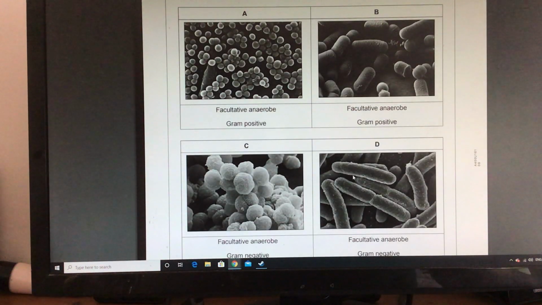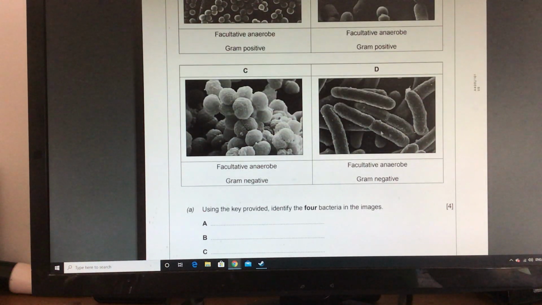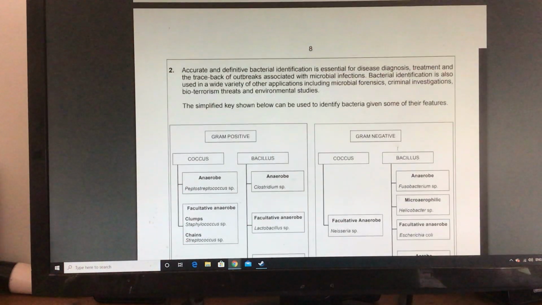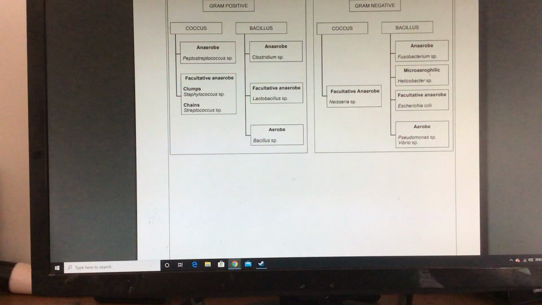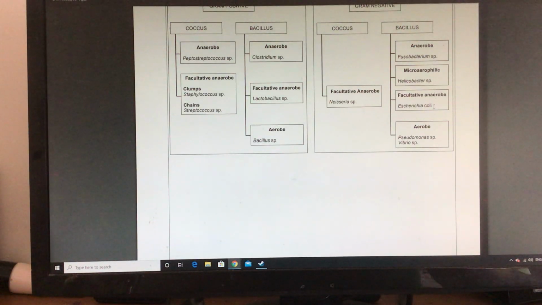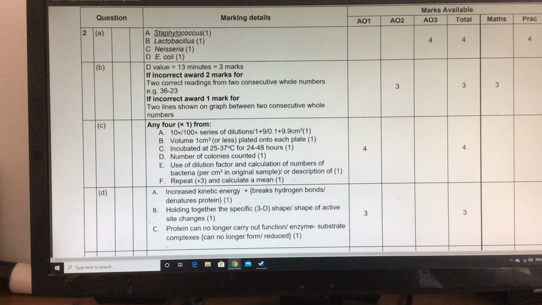And the last one is rod-shaped, possibly linked together as a chain, gram-negative, facultative anaerobe. So gram-negative, we're on the right. It was rod-shaped, so it's a facultative anaerobe. There's only one that's a facultative anaerobe, which is our good old friend that lives in the lower intestinal tract, E. coli. Here we go, as the mark scheme, it literally looks like this. And most of you did this one really well.